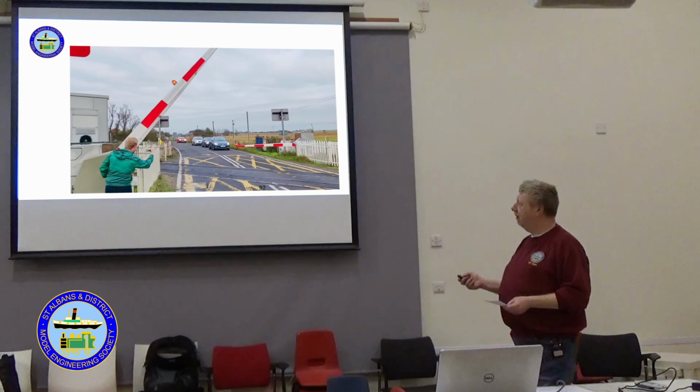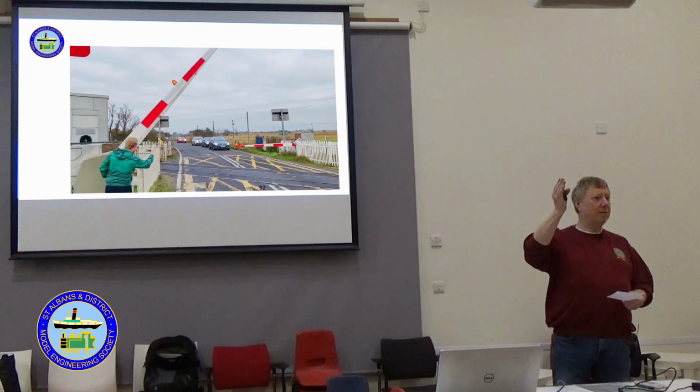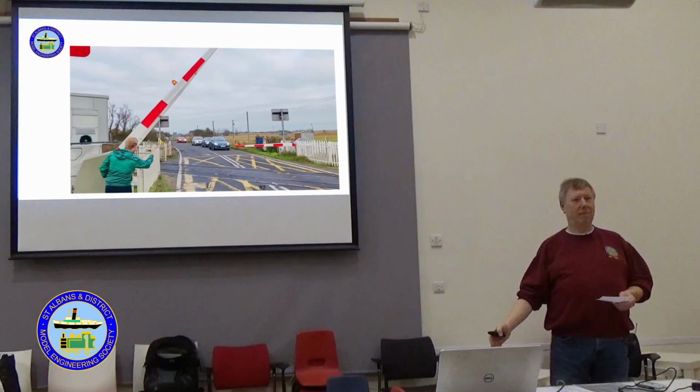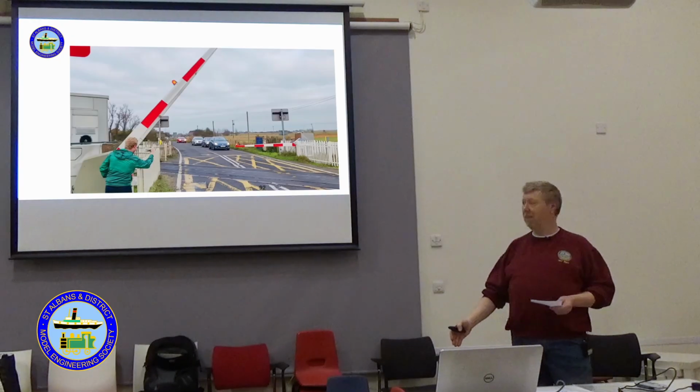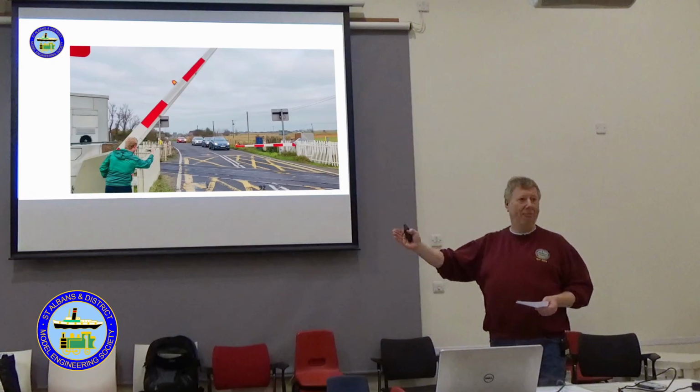So if you look at these gates, they're actually electrically held up. So when the power fails, they automatically drop, which is obviously much preferable to leaving it up when the train's coming.